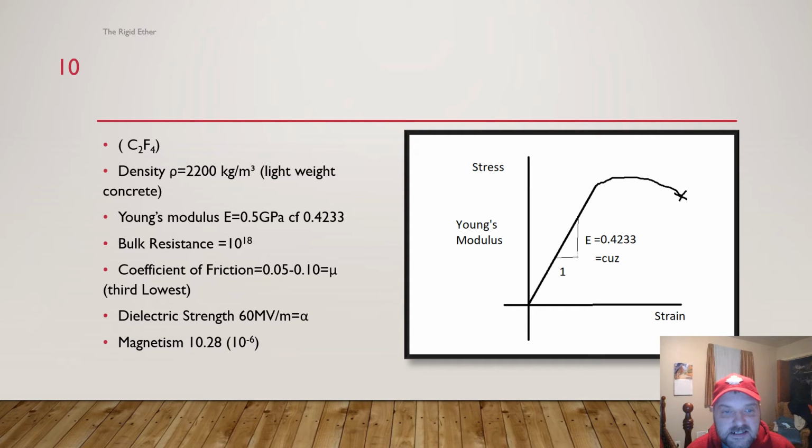The bulk resistance is 10 to the 18th, and density is 2,200 kilograms per cubic meter. That's lightweight concrete. Dielectric strength is 60 millivolts per meter, which is alpha, and the magnetism is 10.28 times 10 to the 6th.